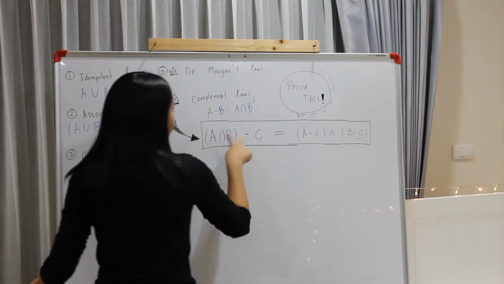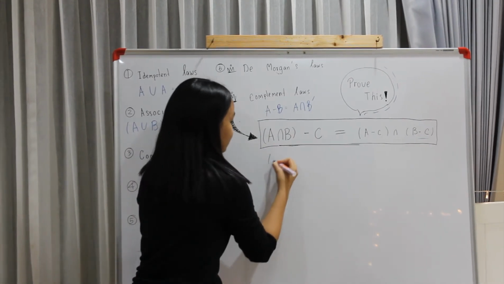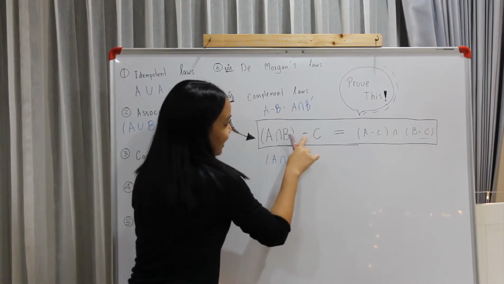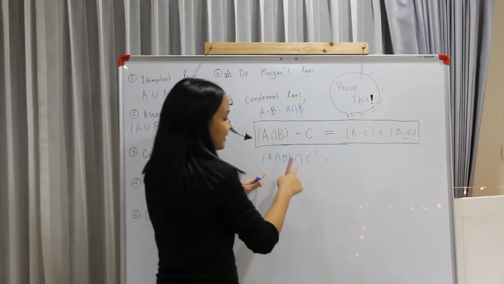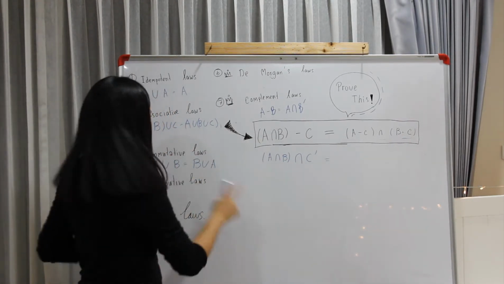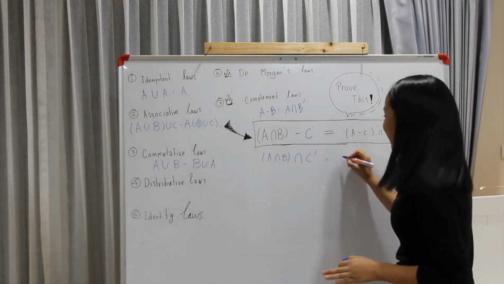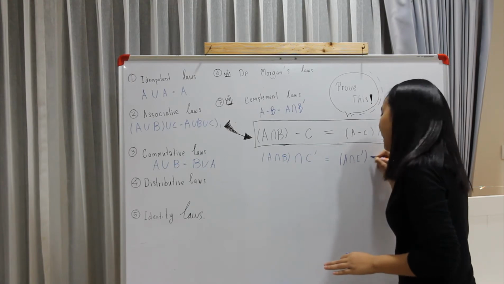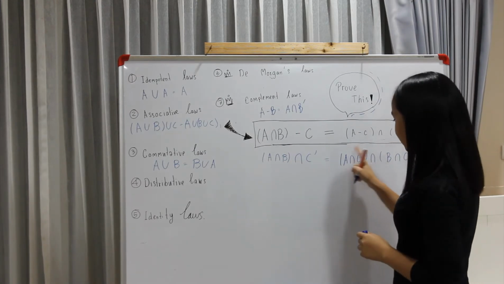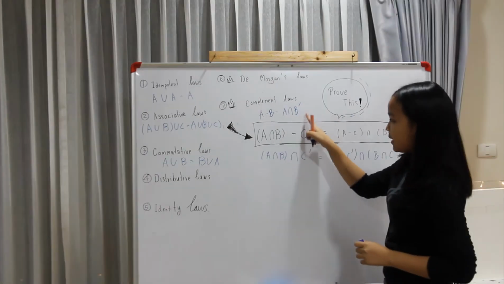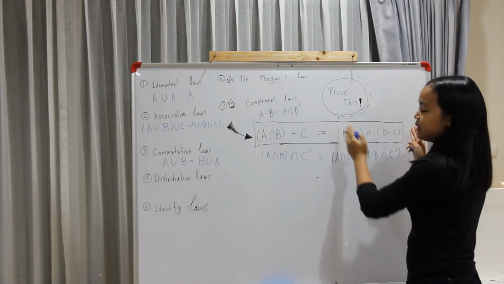Okay, let's see. Remember the law that I said? A minus B equals A intersect B prime. I see this as my A, so I copy it down. And then I turn that minus sign into intersect and that C to be C prime. And what I can see from here is that I can use another law, the distributive law. So distributive law will give A intersect C prime intersect B intersect C prime. And again, if you look here, you will see that you can reverse from here to that one. So I'm trying to get it as close as what my statement gave.